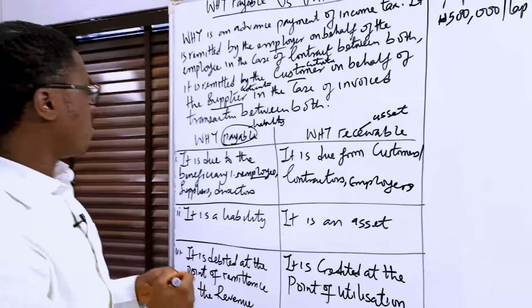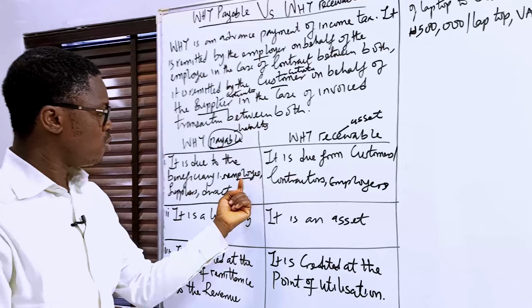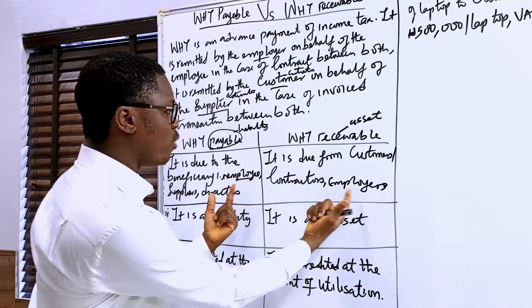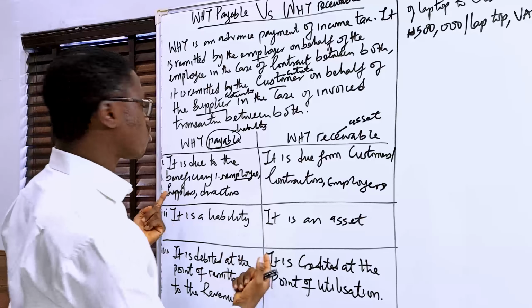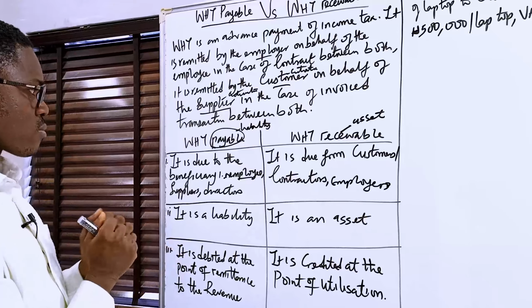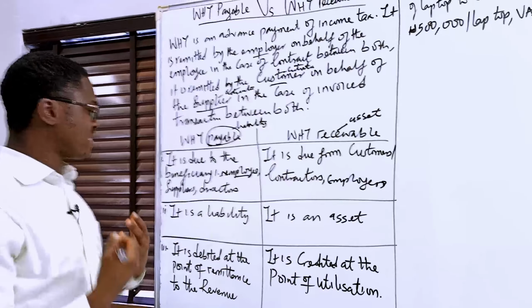because if the withholding tax payable side is due to the employee, that means the person that is going to remit it is the employer. If it is due to the supplier, that means the person to remit it is the customer, and from contractors. So that is that. Now we go to the second difference.